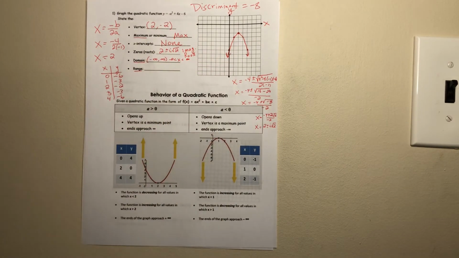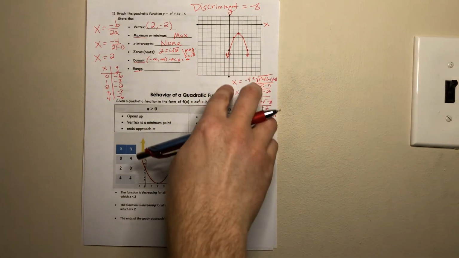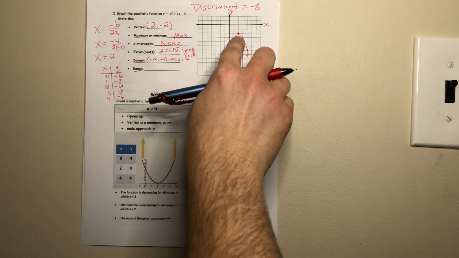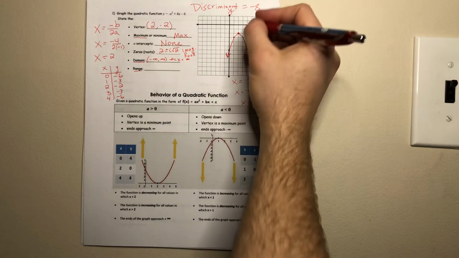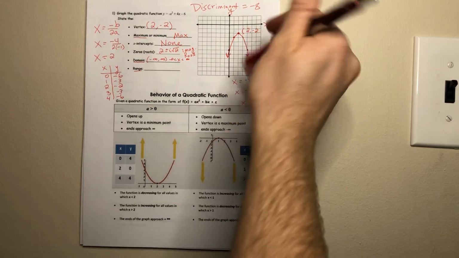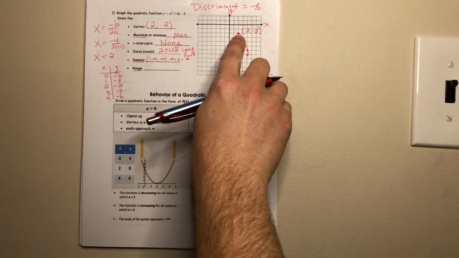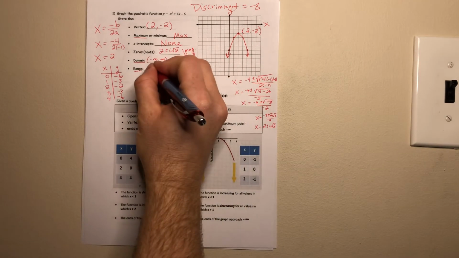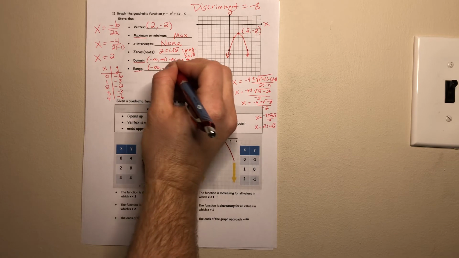All right, so the range. Now, here's where it gets a little different. The range does go forever down, but it does not go forever high. The highest point, let's just write this in here, is 2, -2. So the highest point is -2. So we're going to say our range is from -infinity all the way to -2.